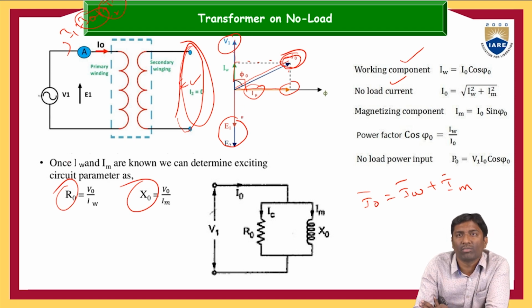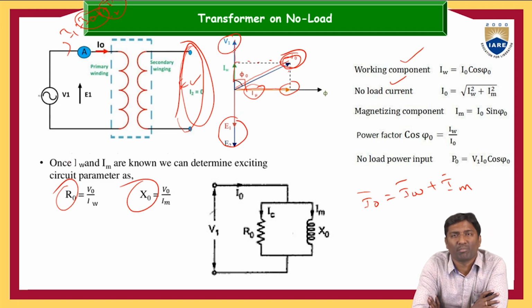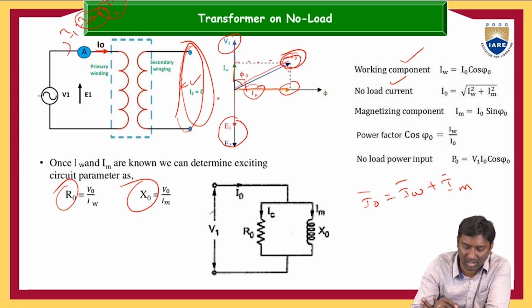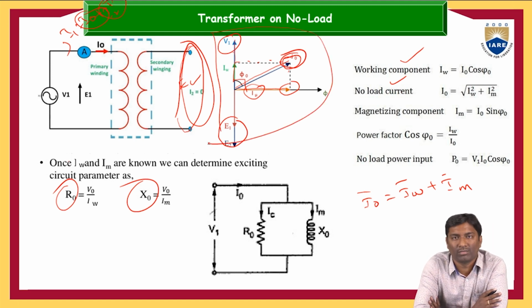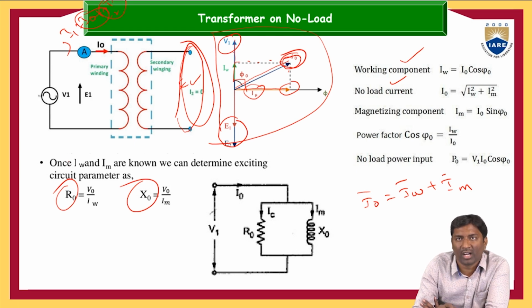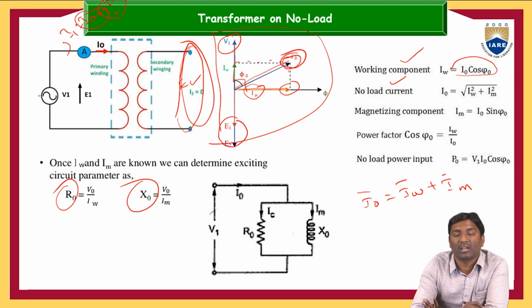This induced EMF voltage is opposite the supply voltage V that we draw. So this is the phasor diagram under no load condition. From this phasor diagram, we are getting two components: the working component IW is equal to I0 cos phi naught, and the magnetizing component IM is equal to I0 sin phi naught.